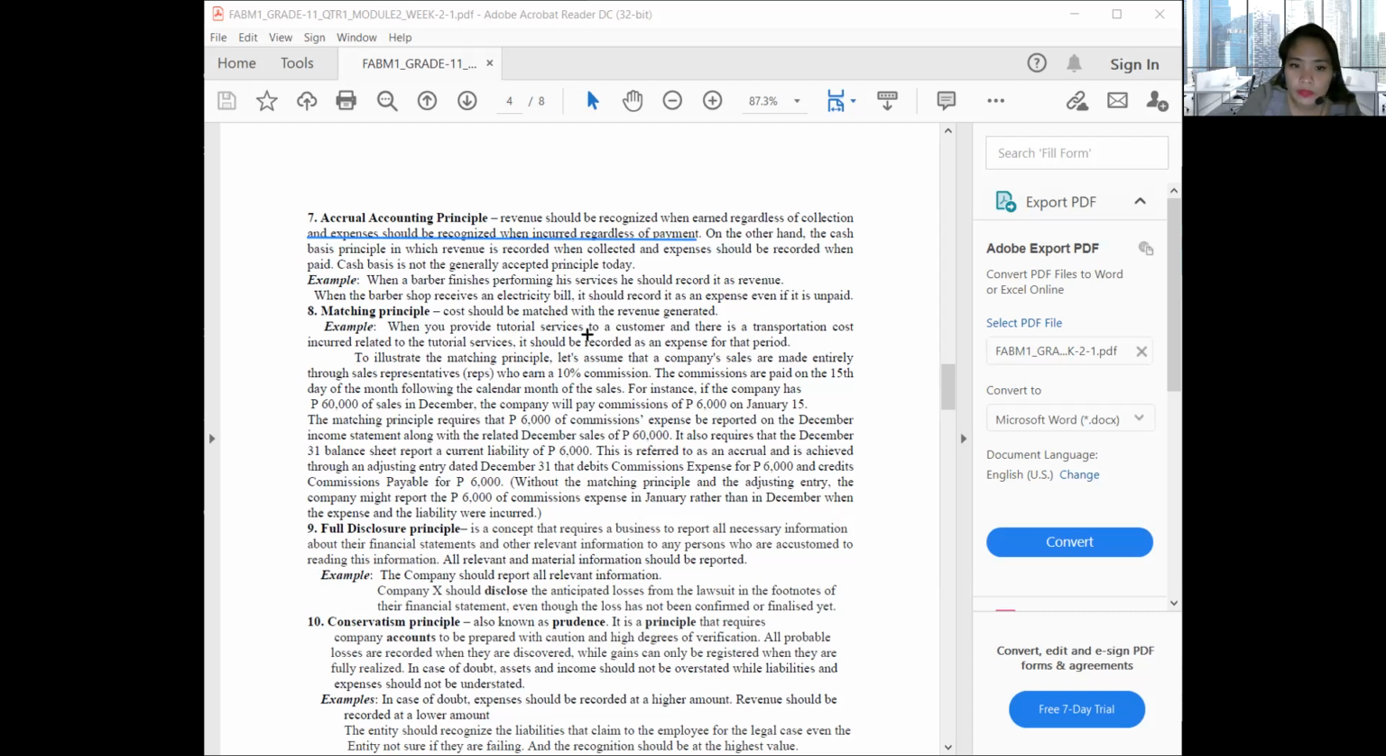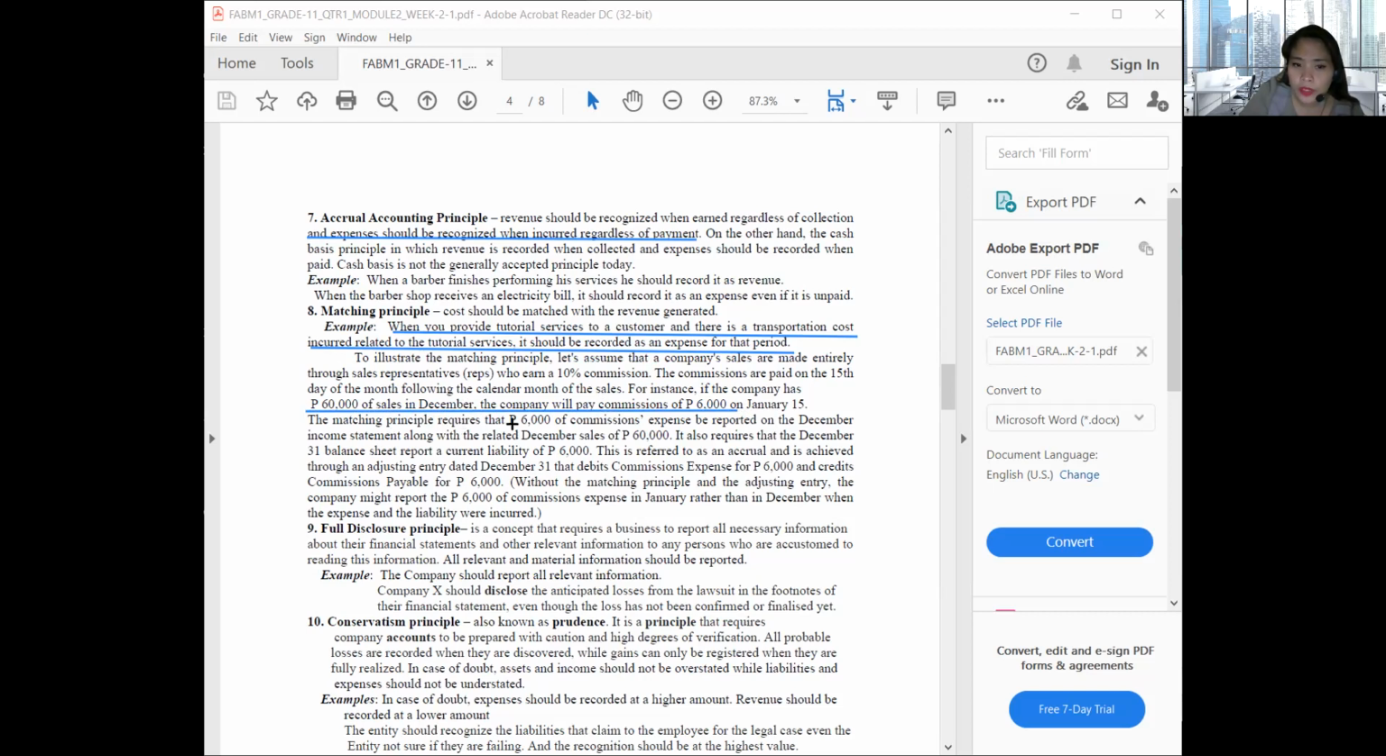When you provide tutorial services to a customer and there is a transportation cost incurred related to the tutorial service, it should be recorded as an expense for that period. Of course, transportation expense. So to illustrate the matching principle, let's assume that the company sales are made entirely through the sales representative who earns 10% commission. The commissions are paid on the 15th day of the month following the calendar month of the sales. For instance, if the company has 60,000 sales in December, the company will pay 6,000 kasi 10% ng 60,000 ay 6,000. Okay, on January 15th.